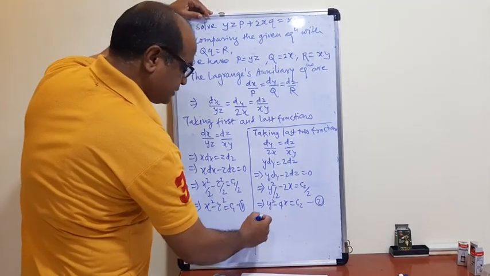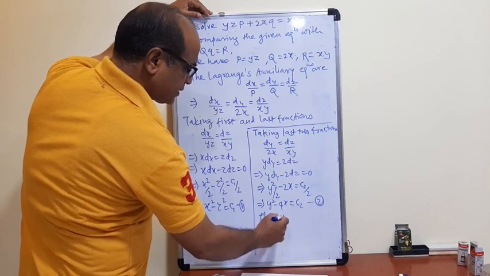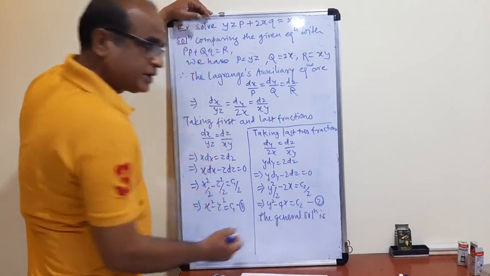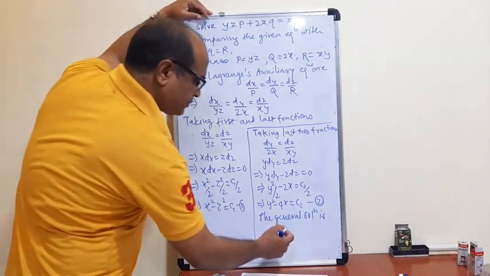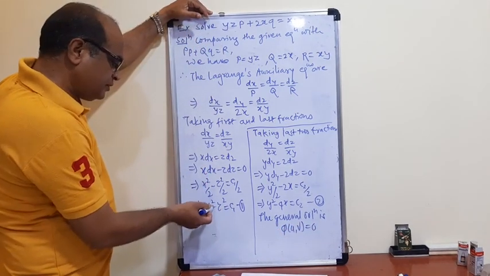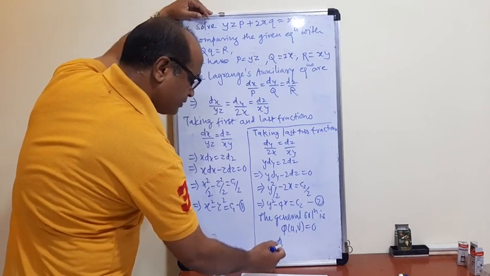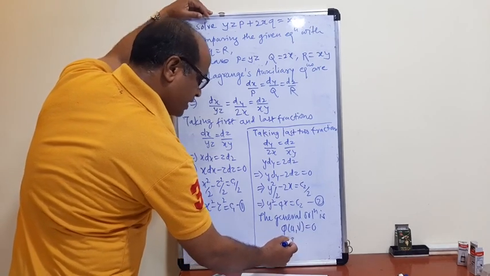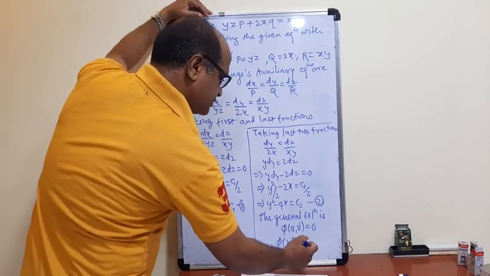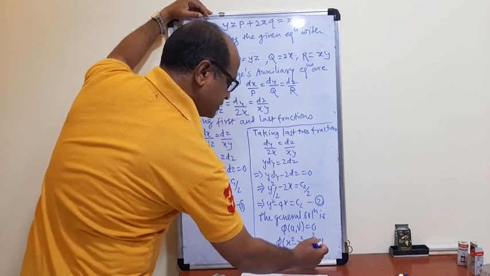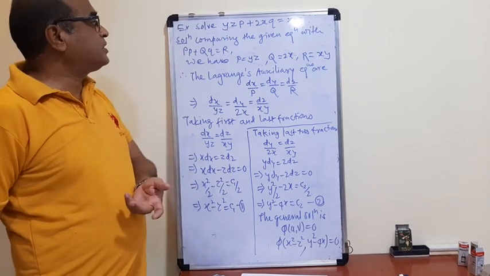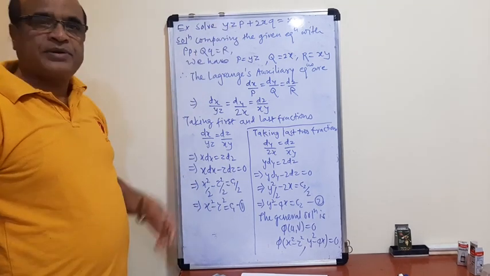Therefore, what is the general solution of this equation? That is phi of u v is equal to 0. What is u? U is this, so it is phi of x square minus z square. What is v? Y square minus 4z, equal to 0. This is the complete or general solution of the given differential equation.